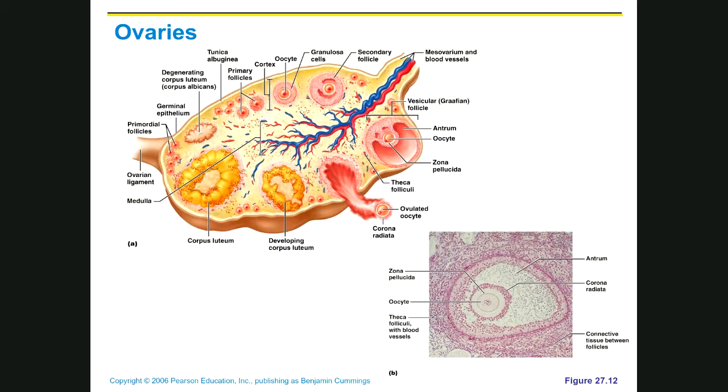Make sense to everyone? So can everyone look at a picture like this and pick out this cycle, starting here with the primordial follicles, and talk about what happens as you move all the way around? Any questions?